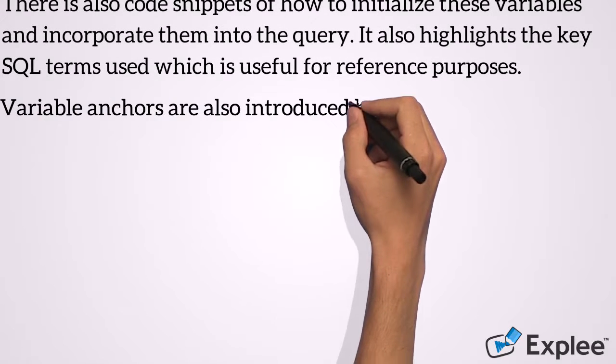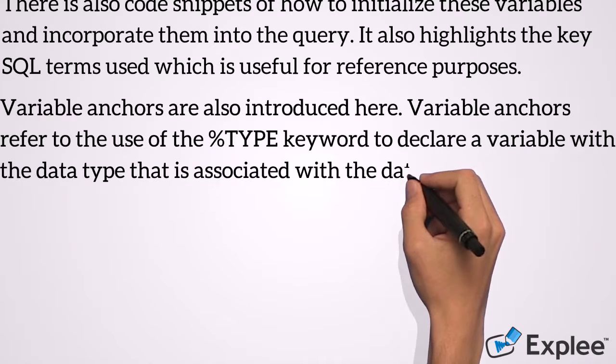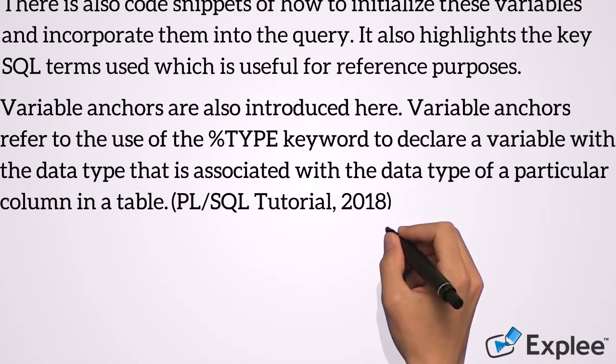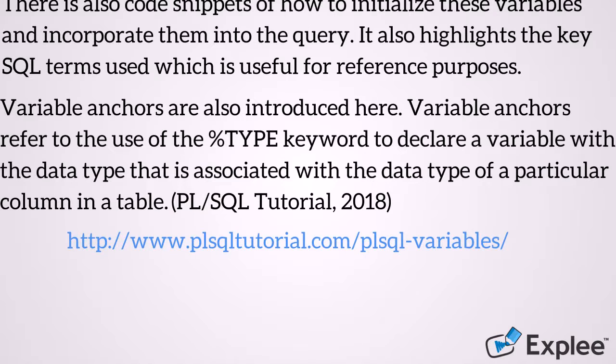Variable anchors are also introduced here. Variable anchors refer to the use of the %type keyword to declare a variable with the data type that is associated with the data type of a particular column in a table.